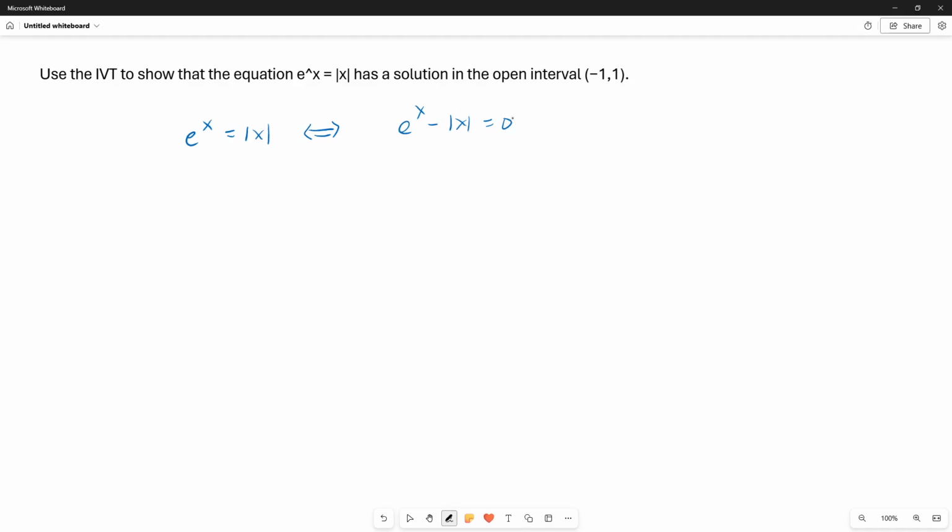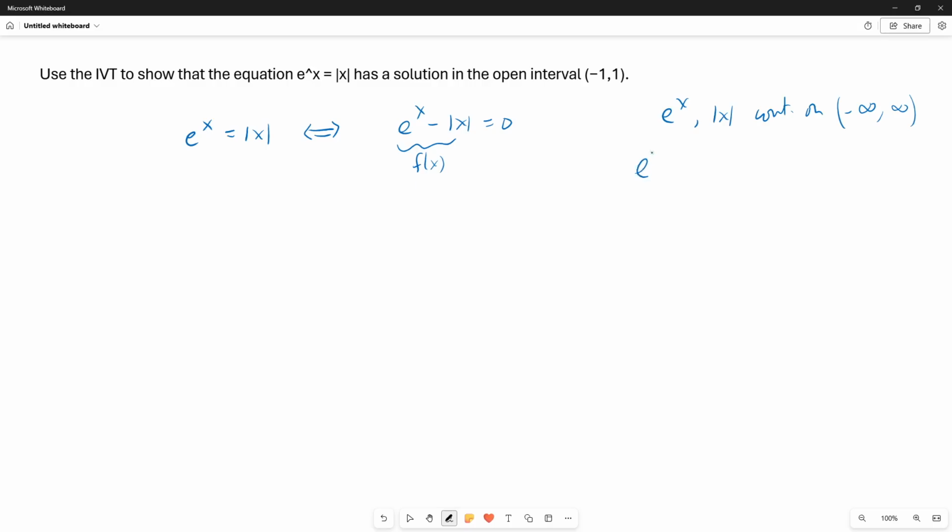So we're looking for a 0 of the function e to the x minus the absolute value of x. Now, in order to use the intermediate value theorem, this function needs to be continuous on the closed interval from -1 to 1. So let's talk about the continuity. e to the x and absolute value of x are both continuous for all values of x, so on the interval -infinity to infinity.